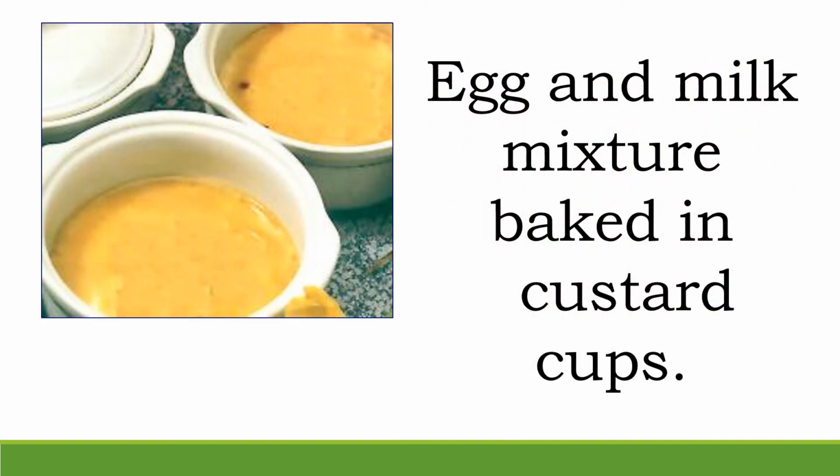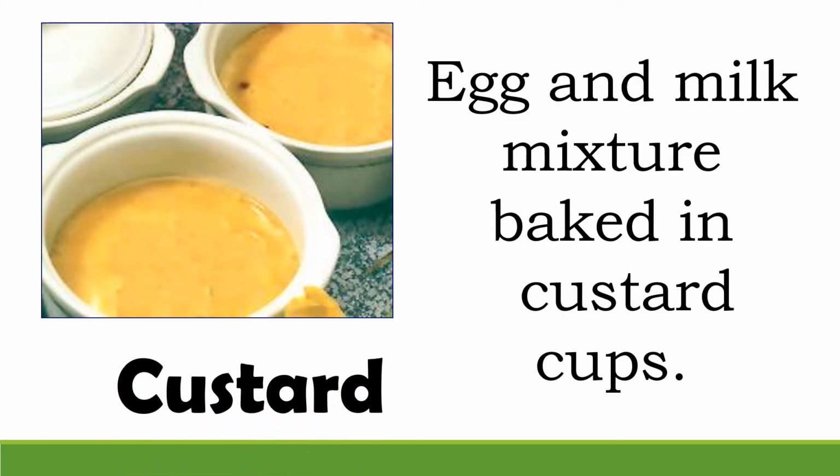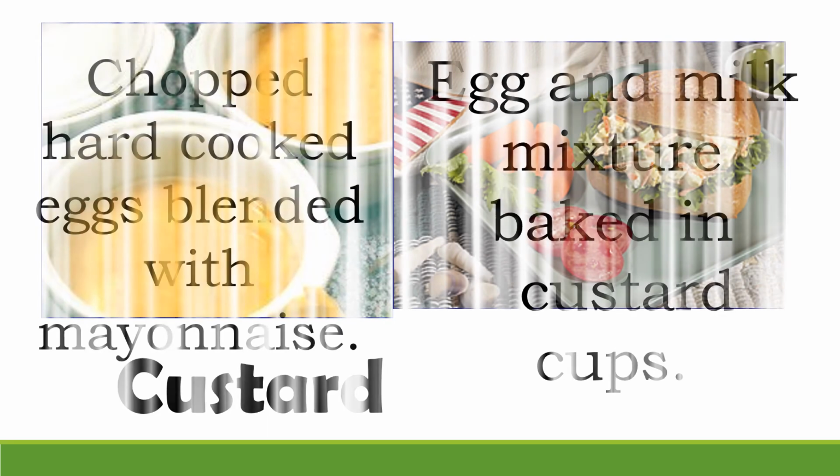Another egg dish, and these are egg and milk mixture baked in custard cups. These are called custard. It is a sweet pudding-like dessert that is usually made with eggs. Baked custard is made with a combination of eggs, milk or cream, sugar, and sometimes flavoring, chocolate or spices, that is cooked in small dishes sitting in a pan of water. The result is smooth, creamy, and rich.